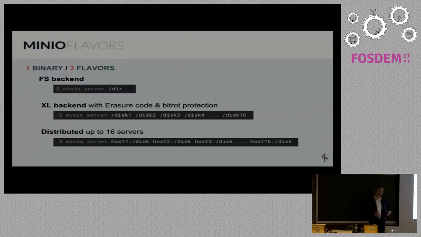So what this essentially does is all the objects are split up into both data chunks and parity chunks, and split over multiple disks or multiple servers. And the Minio server actually, the Excel backend, which splits the data over multiple disks, goes from a minimum of 4 disks up to a maximum of 16 disks. And it also uses a technique that is called bit rot protection.